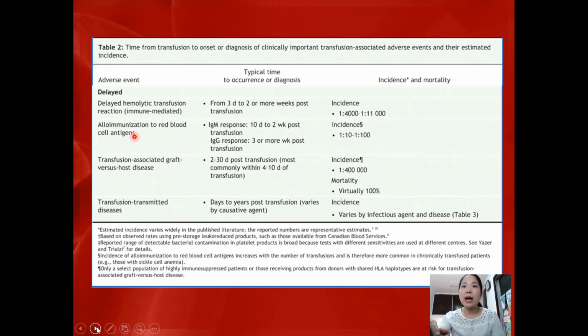What about your alloimmunization to red blood cells? Remember, your blood transfusion may create antibodies against the different antigens that are present in the blood product that was transfused to the patient. So the next time the patient might need another blood transfusion, you will see that they become antibody positive. This is because of the presence of new antibodies from the previously transfused red blood cells.